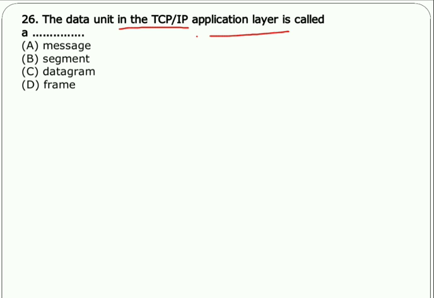Protocol data unit, PDU, is known as various names in various layers of the OSI model. In the physical layer it is called a bit, and in the data link layer the same protocol data unit is called a frame. In the network layer it is called a packet, in the transport layer it is called a segment or datagram, and in the application layer it is called a message. So that's why option A is the correct one. It is called a message in the application layer.